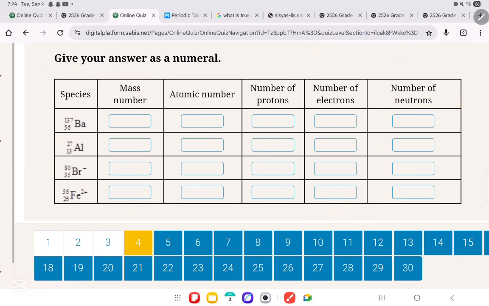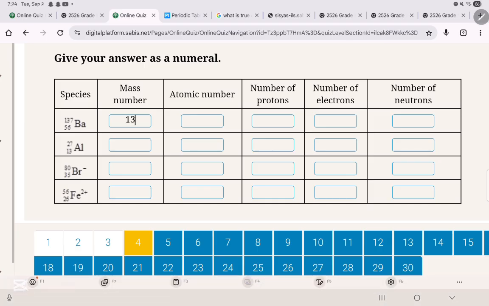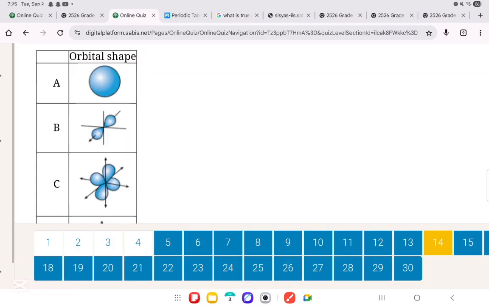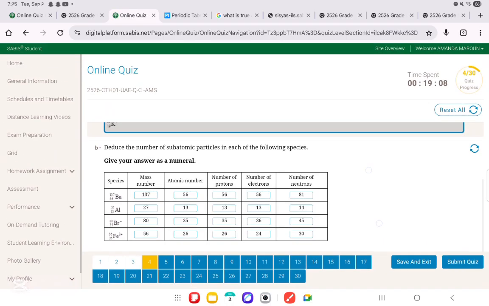I have it written down. So the answer for the first one is 137, 56, 56, 56 again, and 81. Then we have 27, 13, 13, 13, and 14. For the one after, we have 80, 35, 35, 36, and 45. Go to the one after. What do we have? We have 56, 26, 26, 24, and 30. These are the final answers, and this is what you're supposed to put.